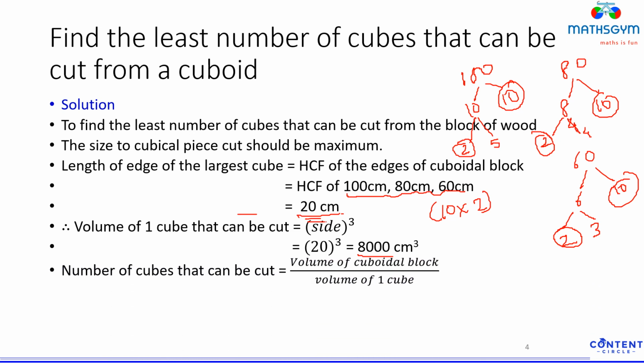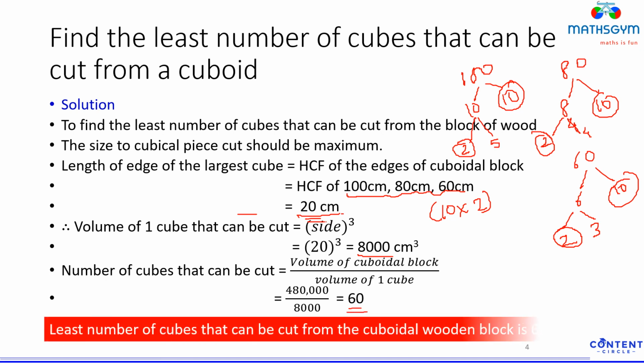So what will be the number of cubes that can be cut from the cuboidal block? It is equal to the volume of the cuboidal block upon the volume of one cube. When you substitute the values, it is 480,000 divided by 8,000. This eventually comes out as 60 cubes. So the least number of cubes that can be cut from the cuboidal wooden block is 60.